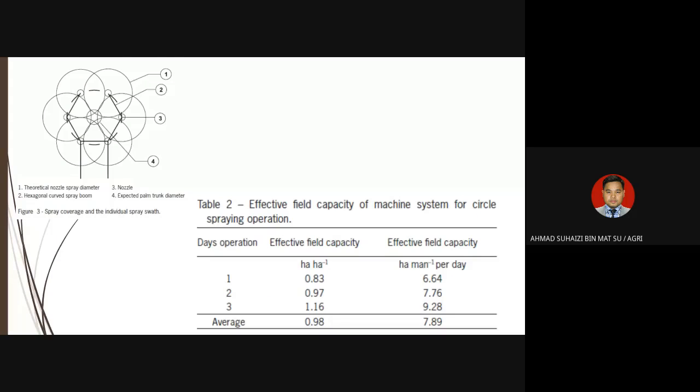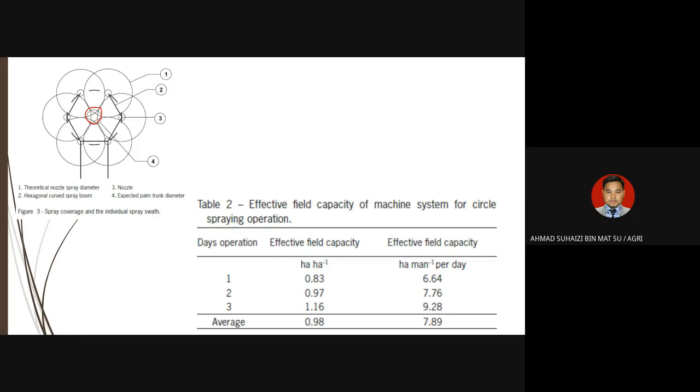Okay, so you can take a look at this image, this publication on the website. The design is actually from UPM engineers from the engineering faculty. Number one is the theoretical nozzle spray diameter, hexagon curved spray boom, the nozzle and expected palm trunk diameter. Okay, so here is the tree. So you can make a circle around the palm. Yeah. So, comparison of the EFC.